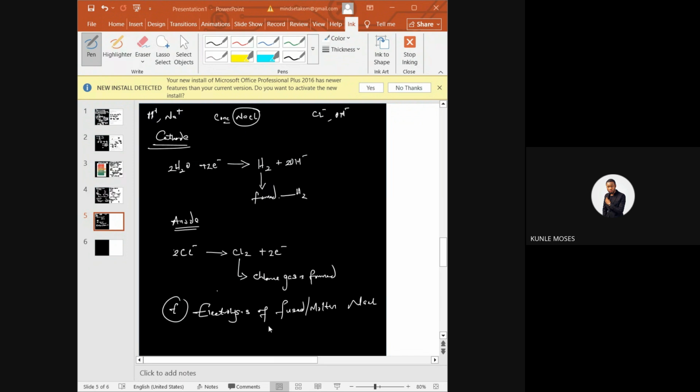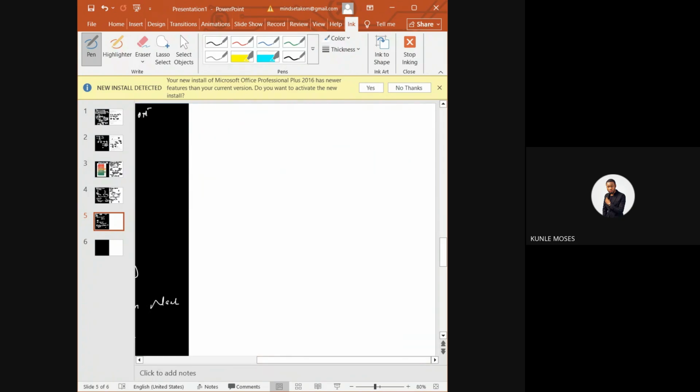The electrolysis of fused sodium chloride. So here, since water is not present, it simply means the ions present will be what? We'll not be having H+ and OH- again. We'll only be having Na+ and Cl-. Now, if we have Na+ and Cl-, let's go to the cathode reaction.